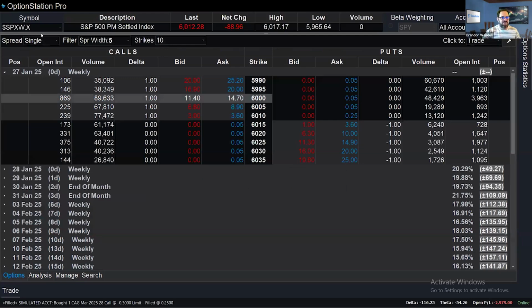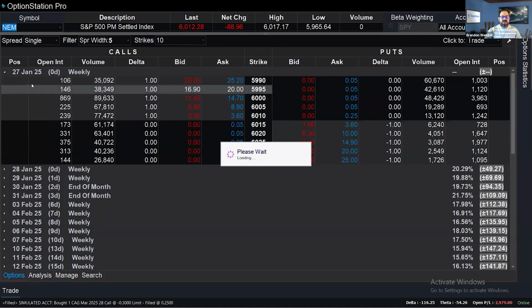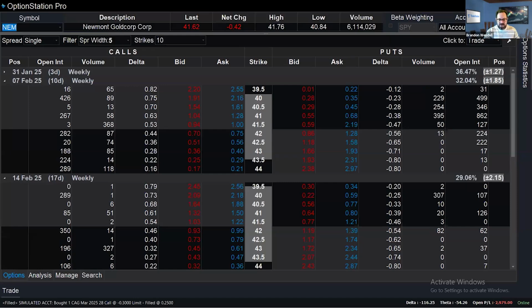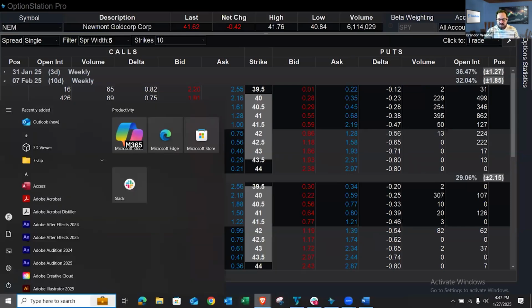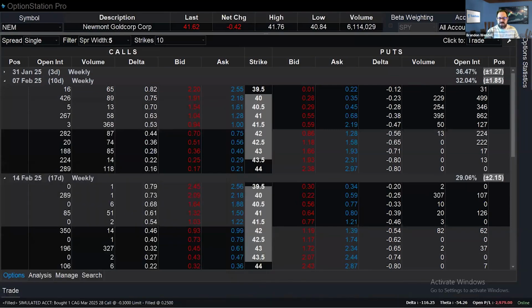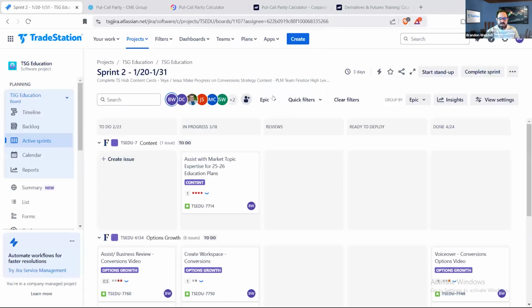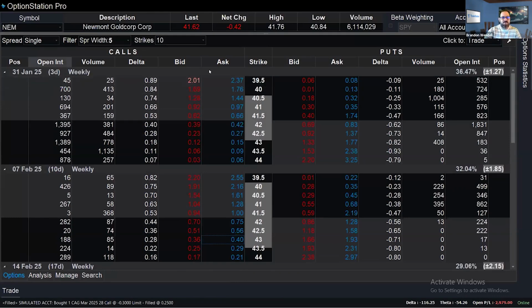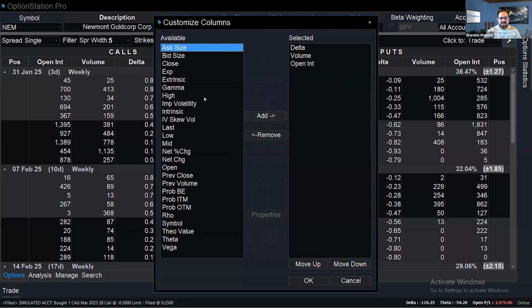So if I go again to Newmont and look at the options, as soon as they load, while I'm at it, close all windows. See if that'll do it. Close all. There we go. Anyway, there we are. So now I'm on Newmont. And again, we have options that expire in 3 days. The problem with these options is time. It doesn't give enough time for the trade to play out.